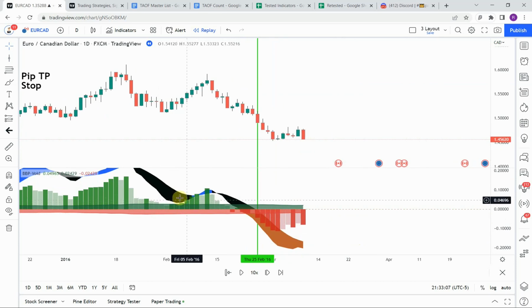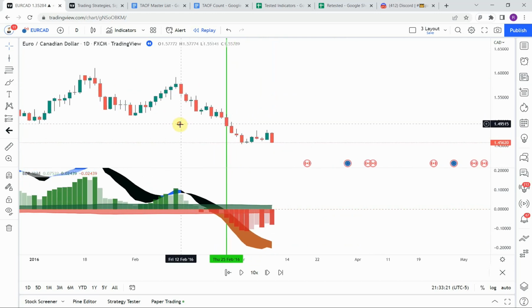And so we could have waited for the ribbon to then catch up as far as the color goes. That might be something we test in a future video. Let's see how it does doing it this way.